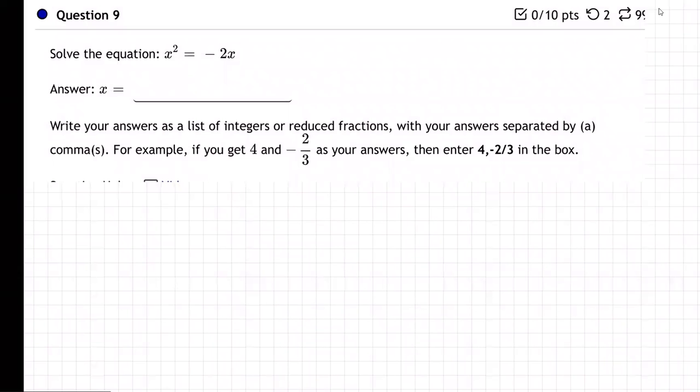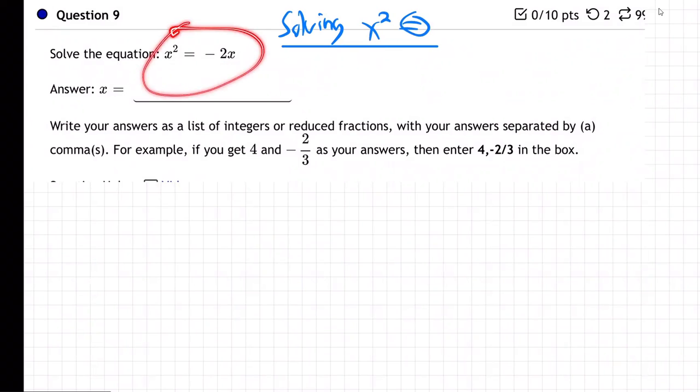So on this question, we're trying to solve x squared equals negative 2x. Okay, so let me write clearly what it is we're doing. We are solving x squared with an equal sign. This is an x squared equation, and it has an equal sign. So how do you do this?